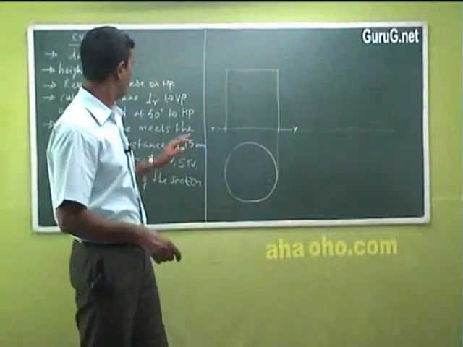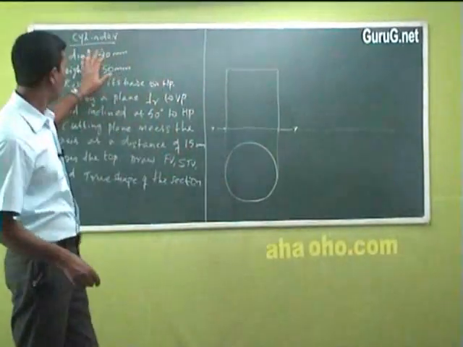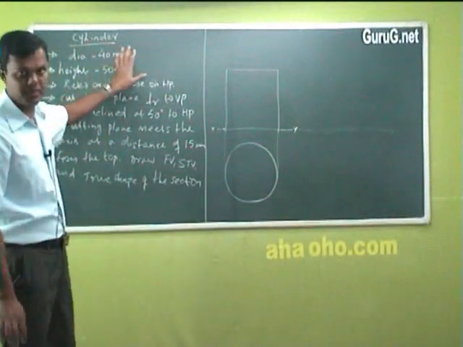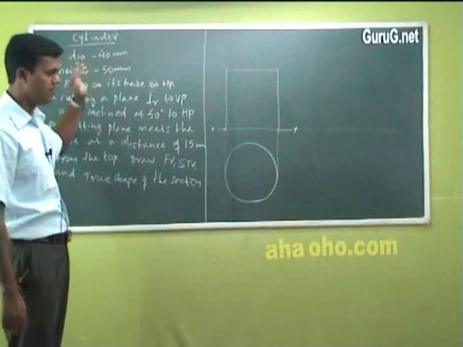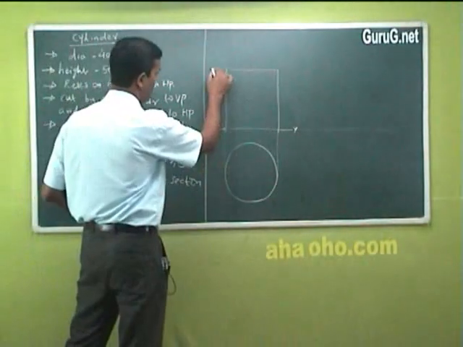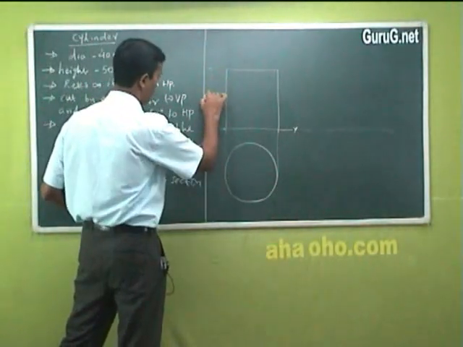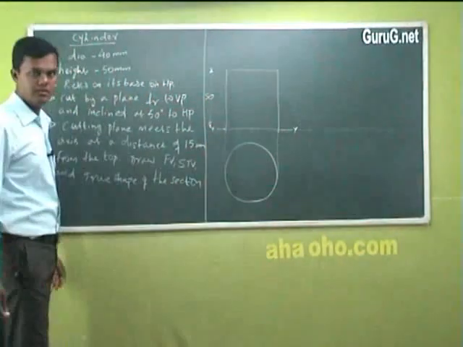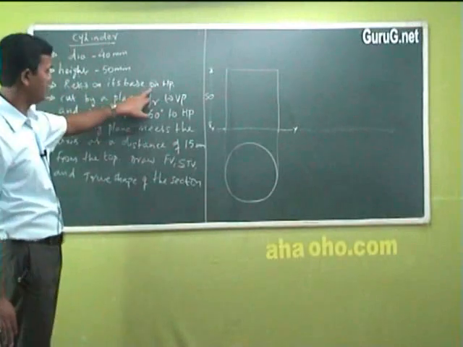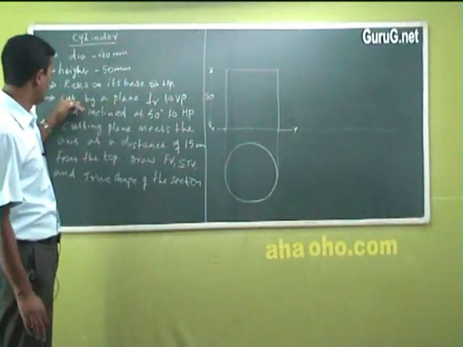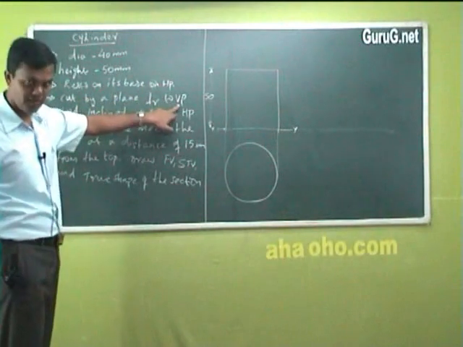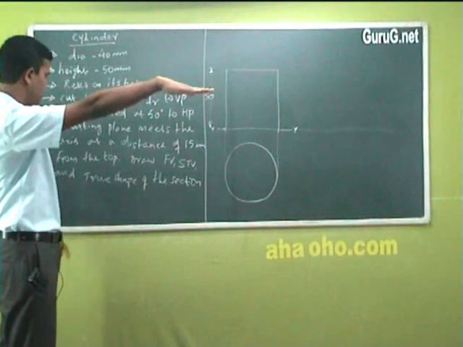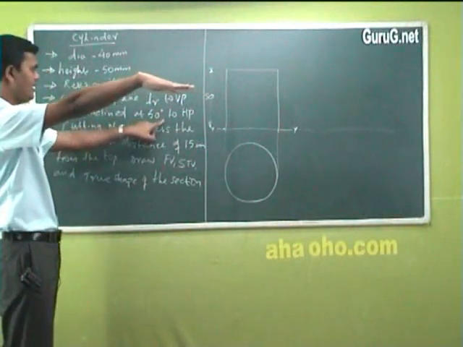Now we will see one more problem, about a cylinder. Its given diameter is 40 millimeter, height is 50 millimeter, so this is 40, and this height will be your 50. Okay, that's it. It rests on its base on HP, that's fine. It's cut by a plane perpendicular to VP. Remember, perpendicular to VP, the plane is like this, and inclined at 50 degrees to HP.